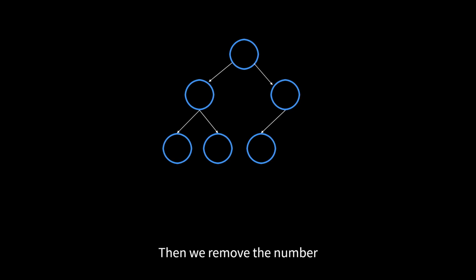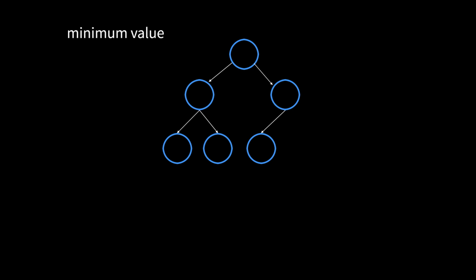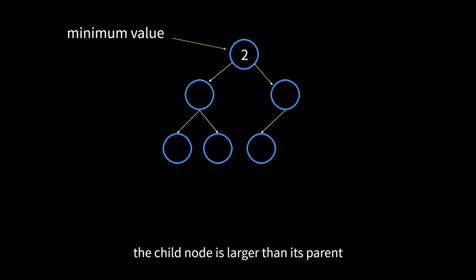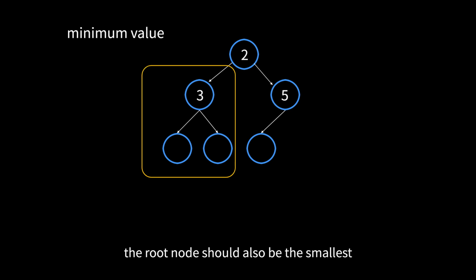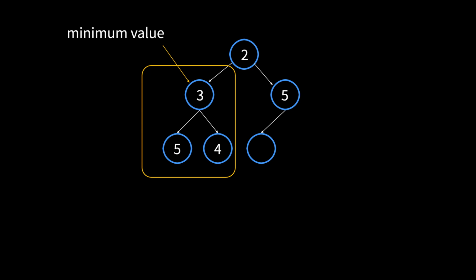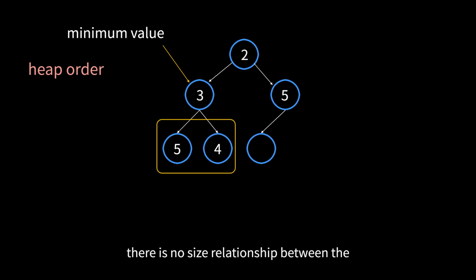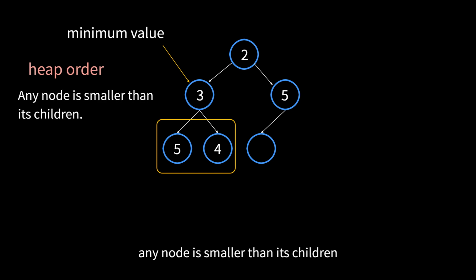Then we remove the numbers. Since the heap needs to find the minimum value quickly, can we place it on the top? The child node is larger than its parent node. Then, for this subtree, the root node should also be the smallest. Such a parent-child relationship meeting the size order is called heap order. However, there is no size relationship between the child nodes of a common parent node. In short, any node is smaller than its children.